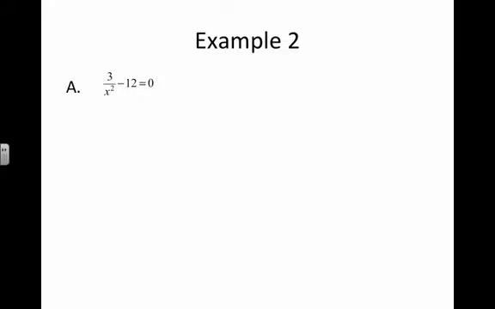Okay, so let's go on to example 2. We've got 3 over x squared minus 12 equals 0. X squared can't equal 0 because it's in the denominator. So we solve, take the square root of both sides. X can't equal plus or minus square root of 0, so x can't equal 0.